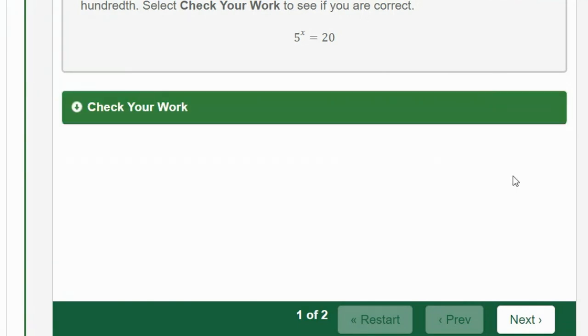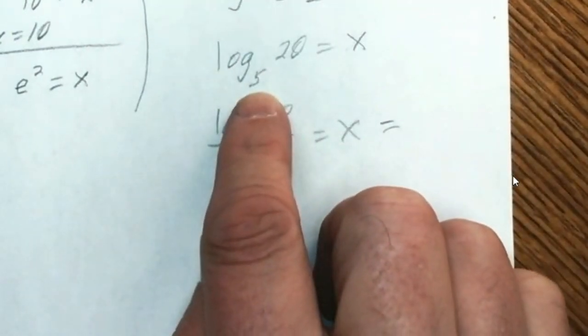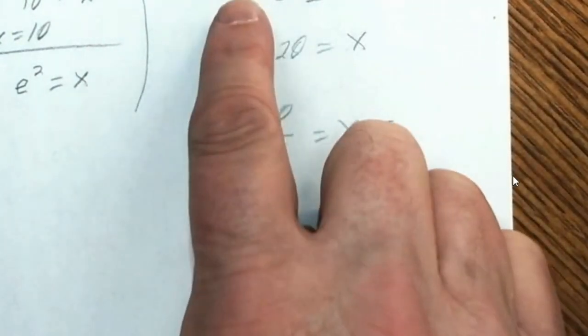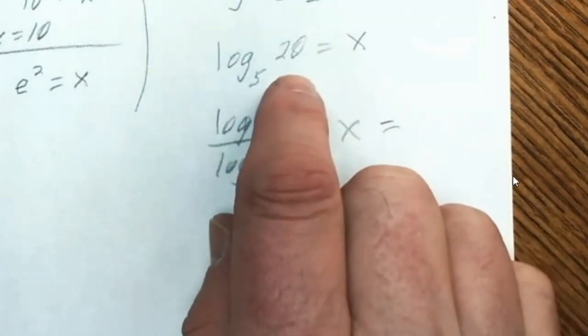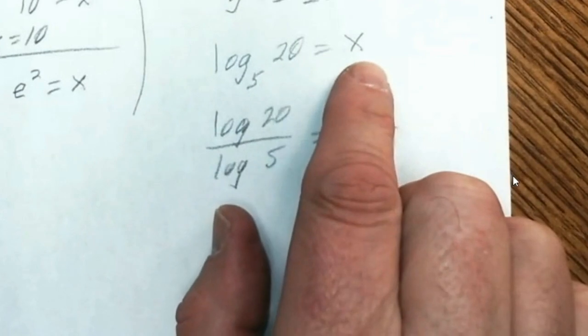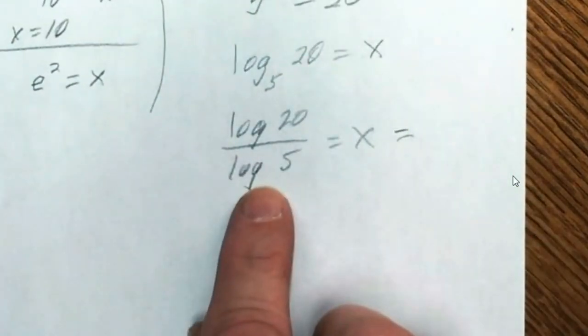All right, how you doing on that? Do you have it rewritten? 5 to the x equals 20 would rewrite as log, the base is the base. That's the base. This is the base. Log base 5, 20 goes over here, exponent goes there. So log base 5 of 20 equals x, which means it's just log 20 divided by log 5.